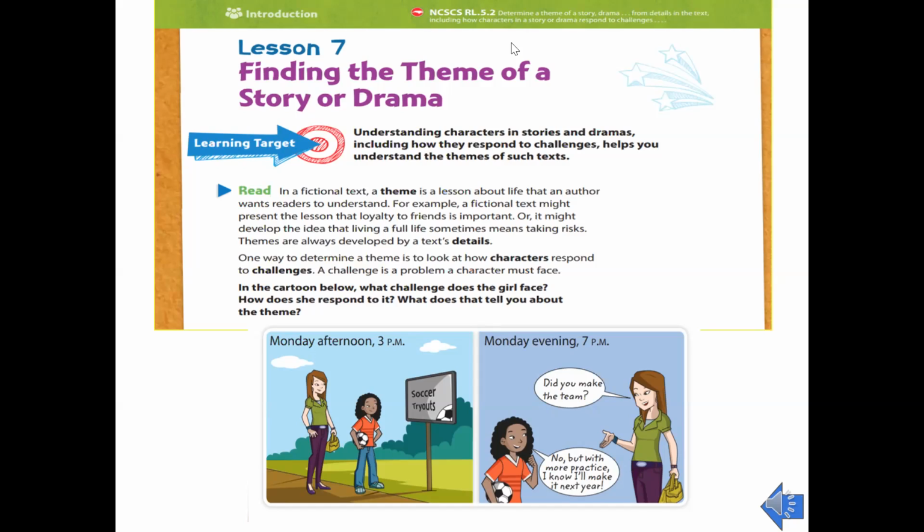In this cartoon below, we have a young girl and a lady, and I want you to take a minute and just think about what is a challenge that the girl faces in this little picture here, this cartoon.